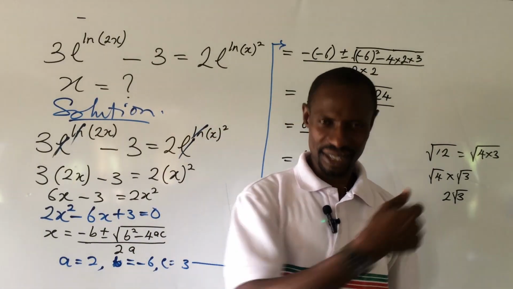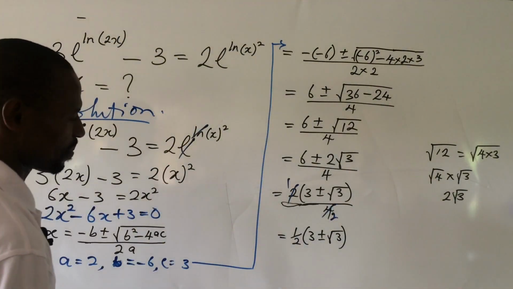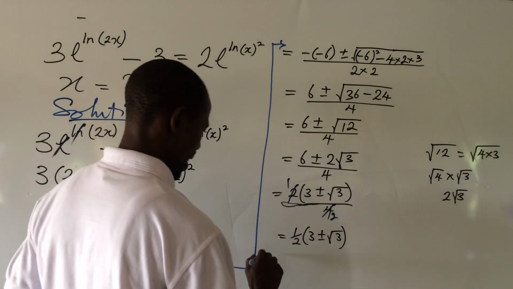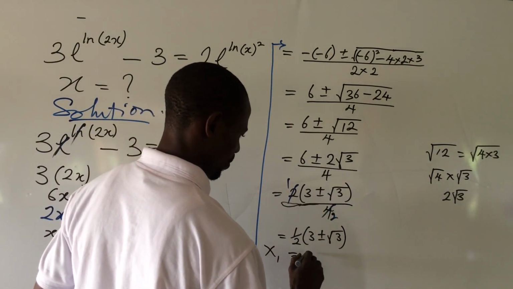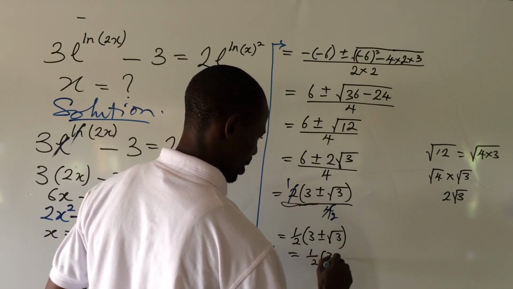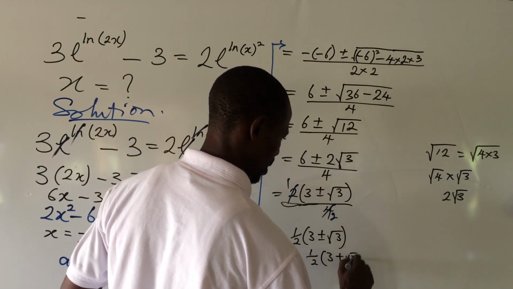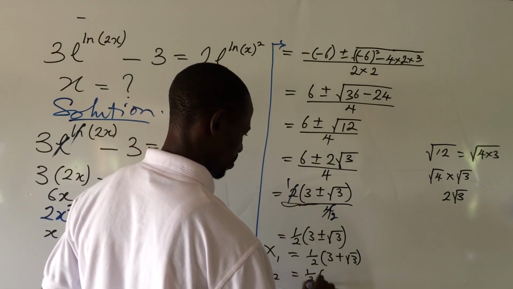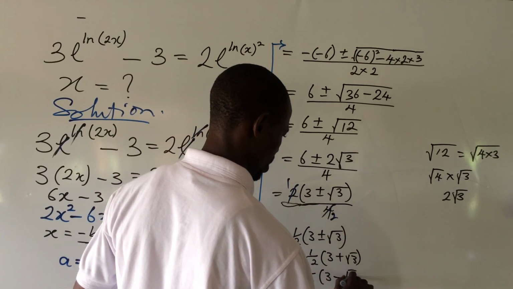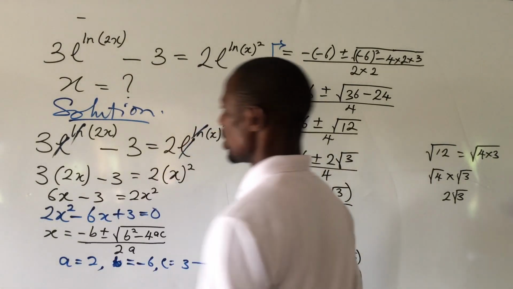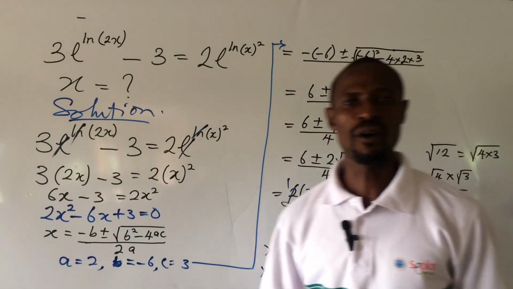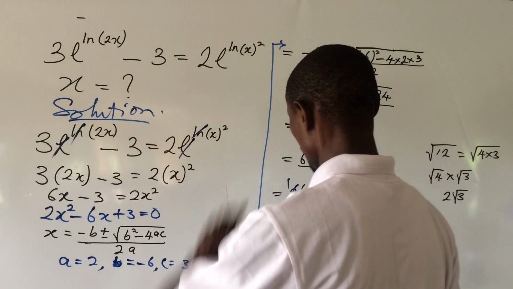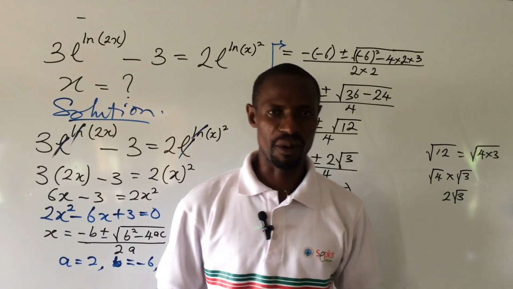Okay, so let's go back to our expression here. Now, we have 2 values of x. So x1 gives us 1 all over 2 into 3 plus root 3 close bracket, and x2 is equal to 1 all over 2 bracket 3 minus root 3. So these are the 2 possible values for x. If you put these values into our expression, you will discover that we get the correct answer.